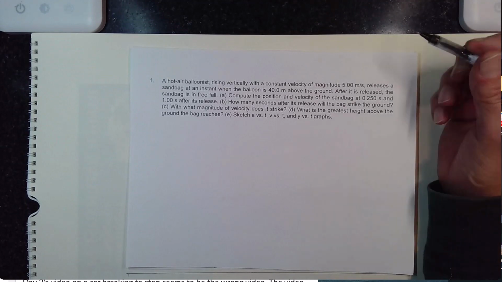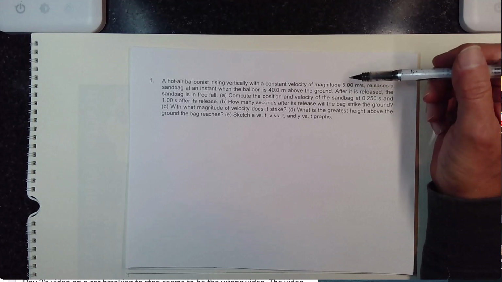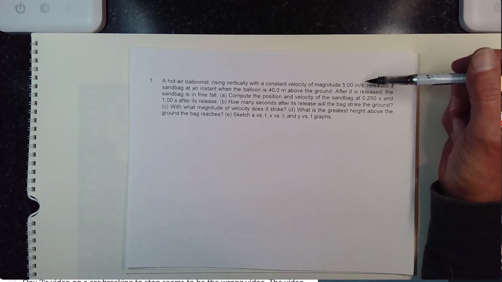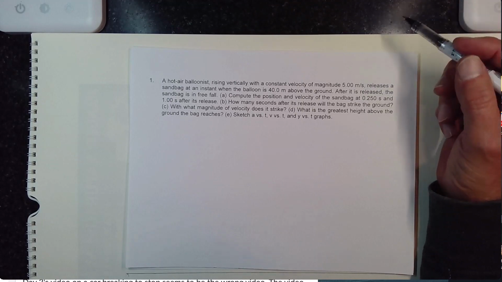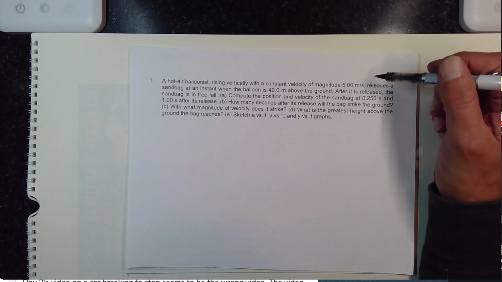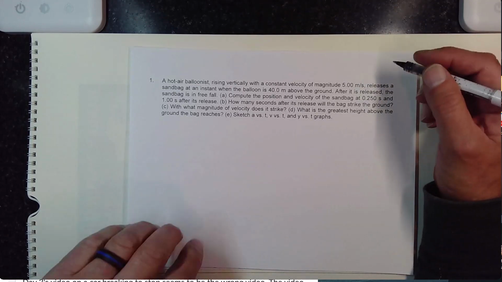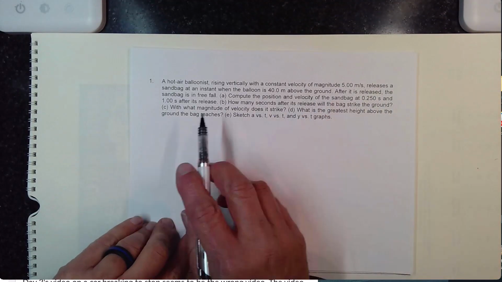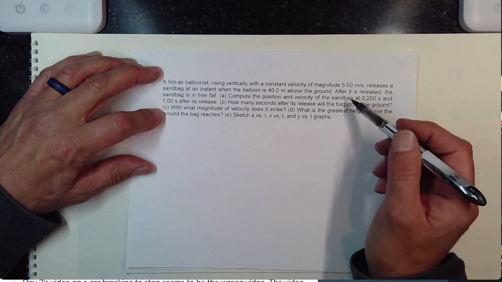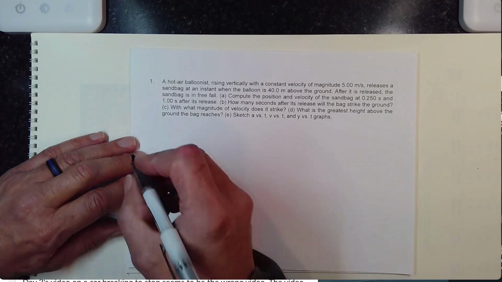Okay, now, when the sandbag is released, the balloon it's in is going upward at 5 meters per second. So is the sandbag. And so its initial velocity is 5.00 meters per second in the positive direction. So that's something that we have. Although the first thing, as soon as I recognize that a problem is a free fall problem, I start by writing my free fall equations.